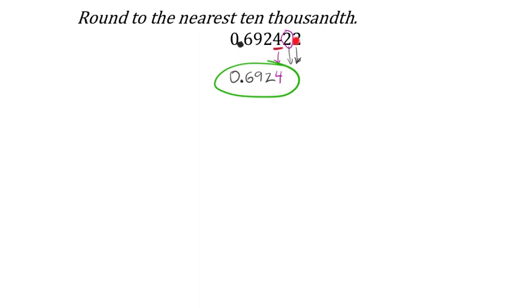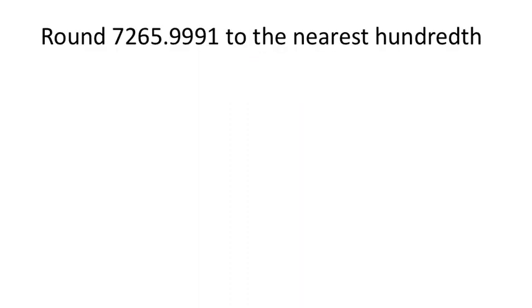Okay, so again, we didn't care about this 2. This number could have been 7, it could have been 9, it doesn't matter. There could have been other numbers to the right of it. It wouldn't have mattered. The only value we look to when rounding is the number to the right of our target place value, which in this case is the 10,000ths place value.